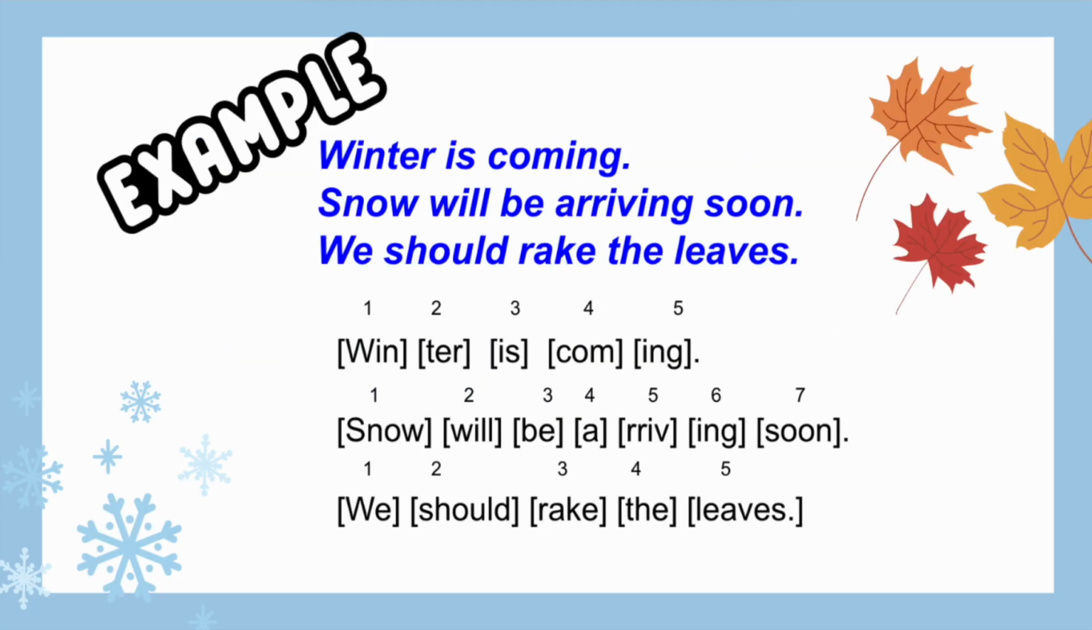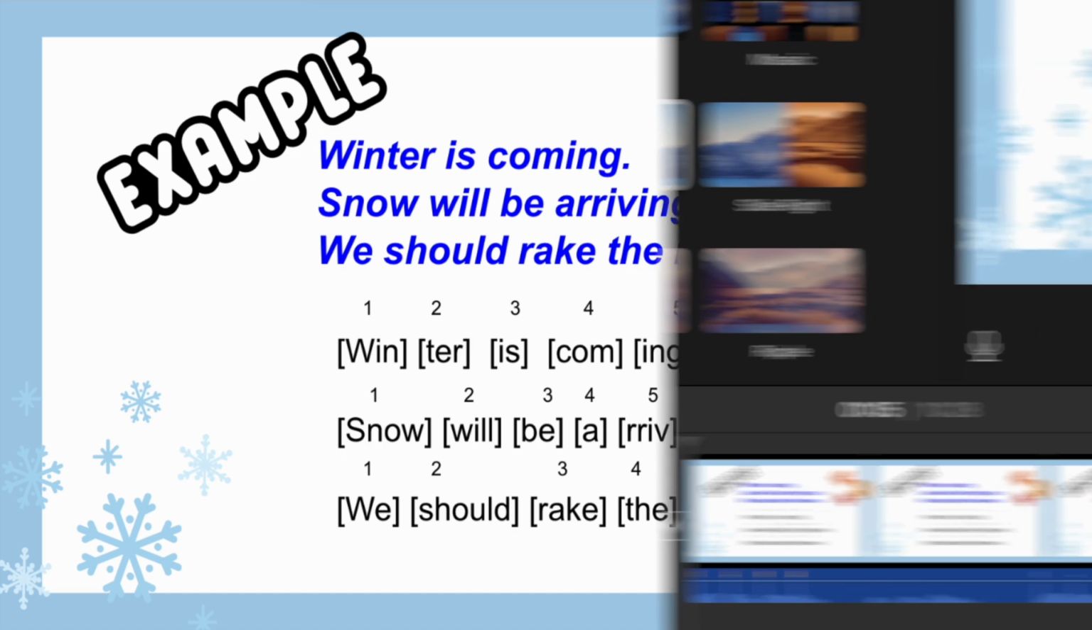Here's an example poem about another season, winter. Winter is coming, snow will be arriving soon. We should rake the leaves. Now, as you see here, we have our different syllables segmented out.